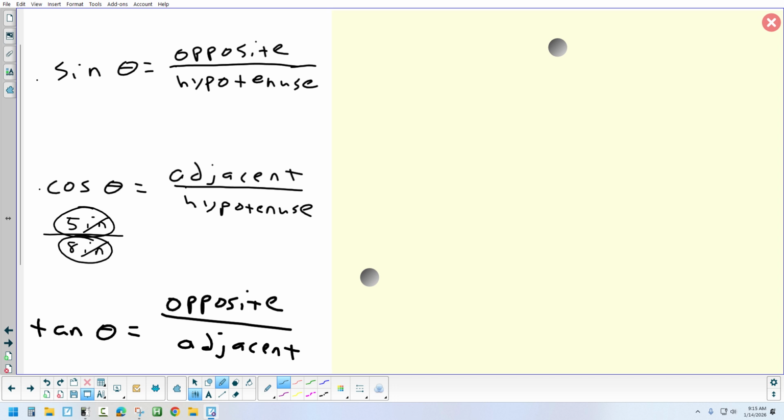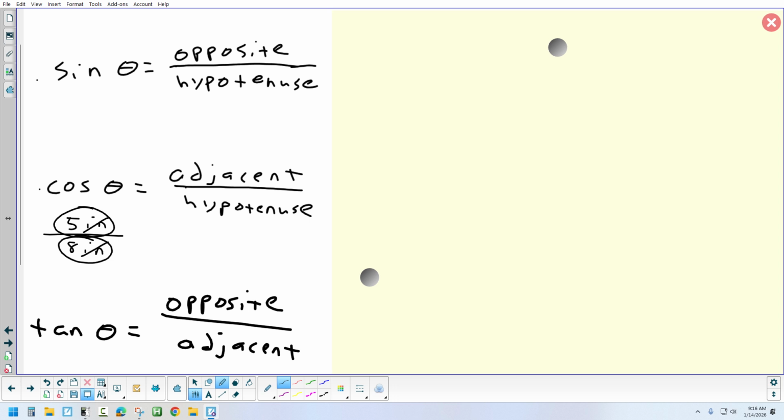So what I'm trying to show you is when you find a trig function, the ratio of 2 sides in a triangle, there is no label. It's not inches, it's not centimeters, it's not radians, it's not degrees. It's just a number without any label. That's it. 5/8.